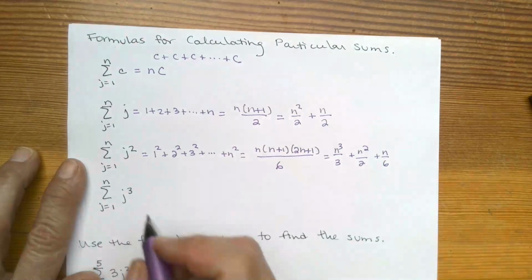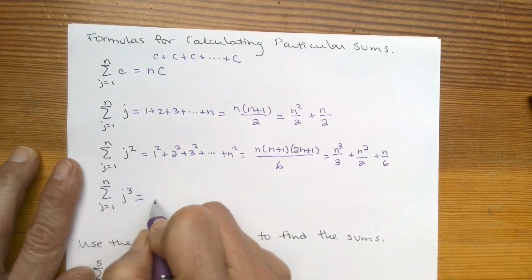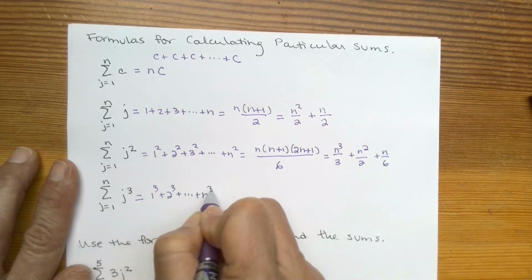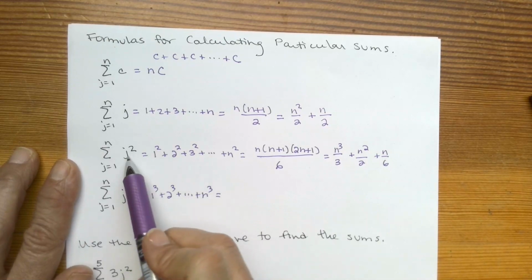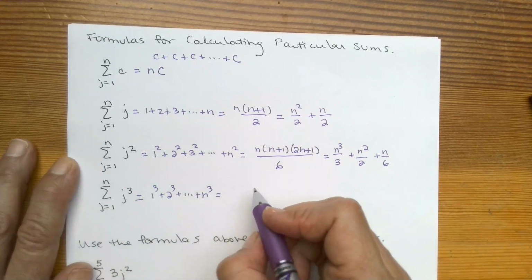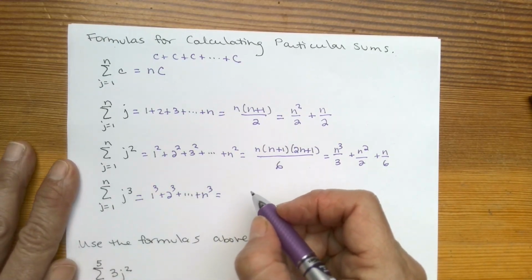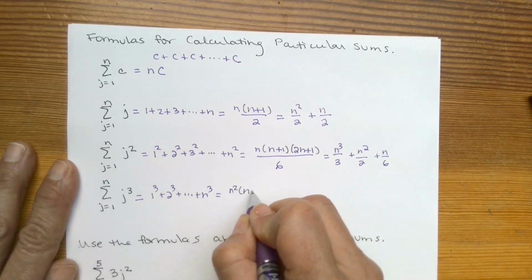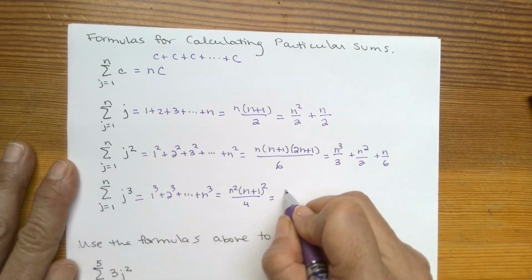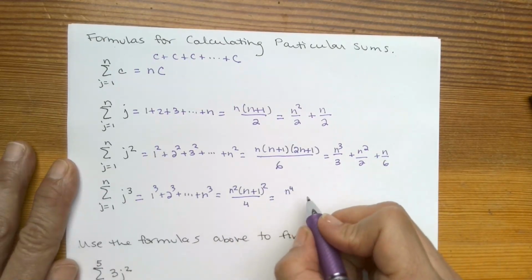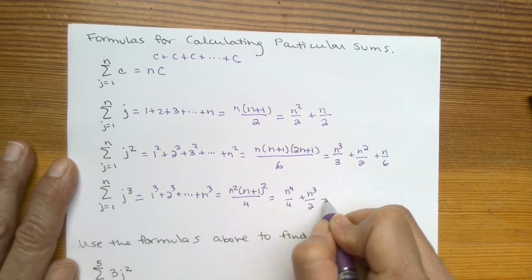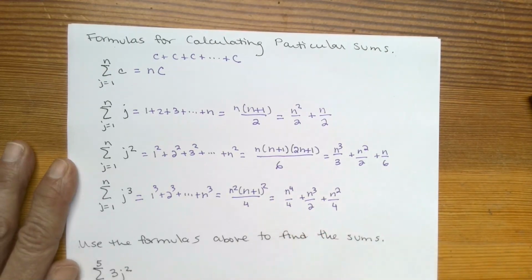Okay. And then the last one we have a formula for, j cubed, right? So 1 cubed plus 2 cubed plus dot dot dot plus n cubed. Right, and you might see a pattern, right? If it starts at j squared, we get an n cubed. Here we have a j cubed, so we're expecting our final answer to have an n to the 4th. So this is going to be n squared times n plus 1 quantity squared all over 4. And again, if you do all of that algebra, you would get n to the 4th over 4 plus n cubed over 2 plus n squared over 4.